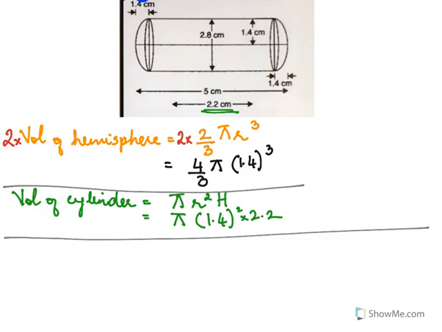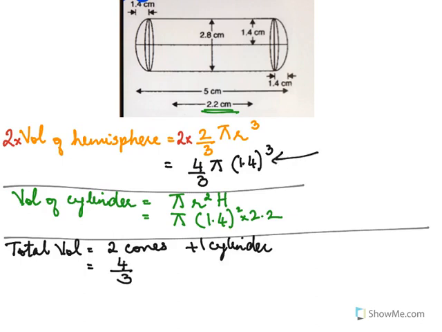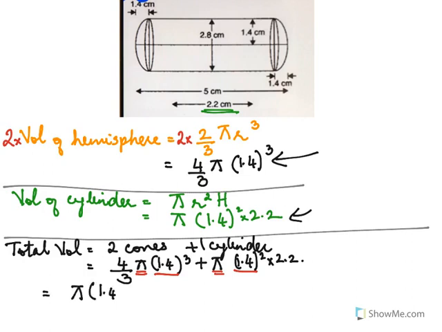Now total volume equals the first two hemispheres plus 1 cylinder. So the two hemispheres, we already calculated that, it was 4 by 3 pi 1.4 cube, plus cylinder, which was pi 1.4 square into 2.2. Now this calculation I'll do a little differently. I'm going to take pi common out, and 1.4 square common out. What remains here is 4 into 1.4 over 3 plus 2.2.